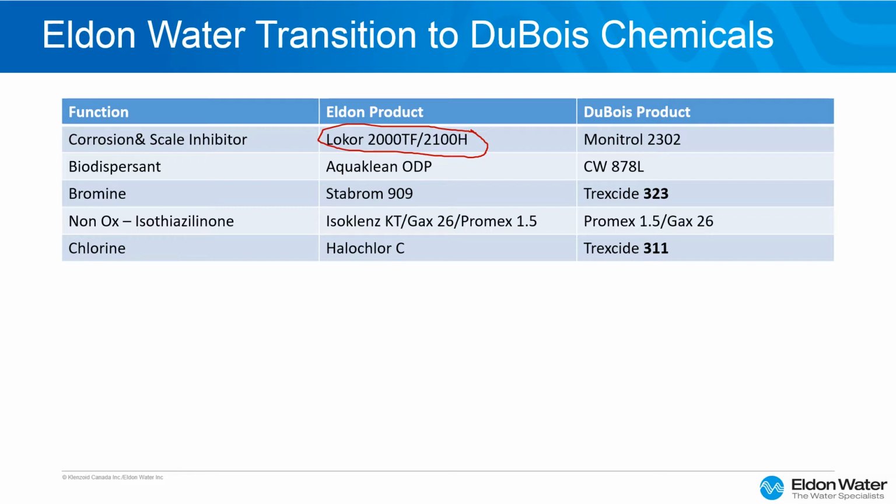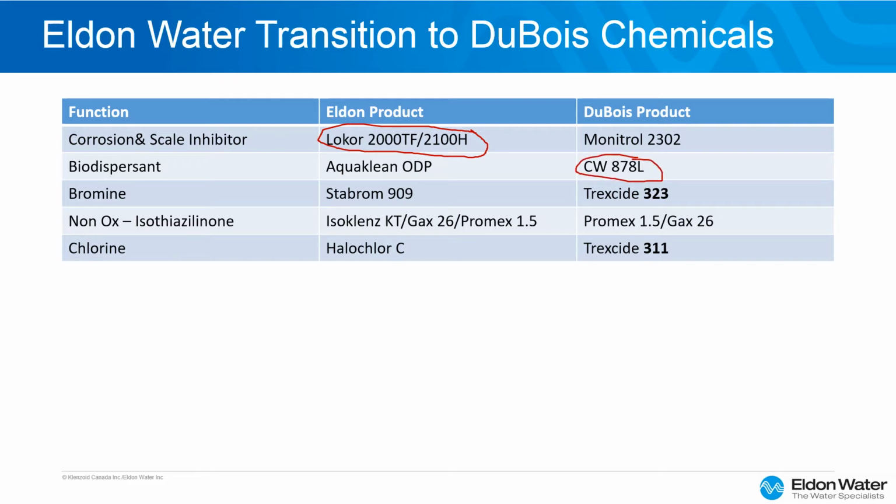Biodispersant AquaClean ODP will be changing over to CW878L. I know it's a great name, but it is significantly more concentrated, about 50% more concentrated. So just making sure that it goes online, and when you change out, if you have AquaClean ODP, we'll talk about the procedure, but the pump settings are going to have to go down quite a bit. So you're going to have to talk with Eldon Water DuBois when you change this one out specifically.